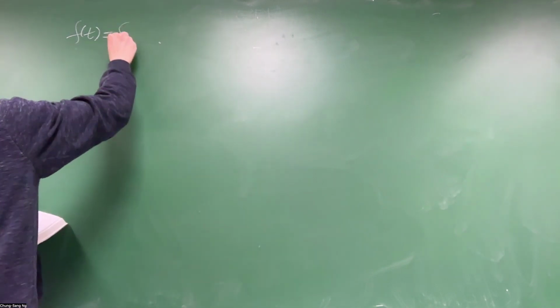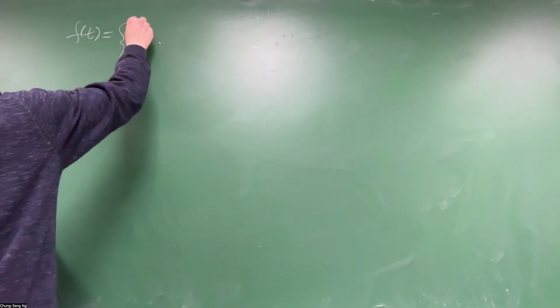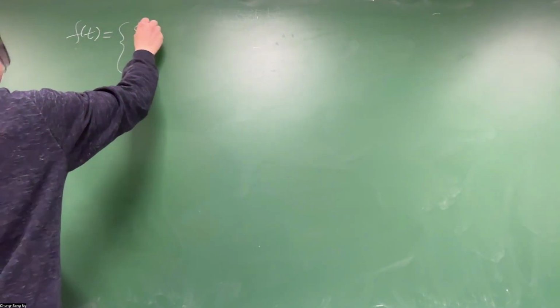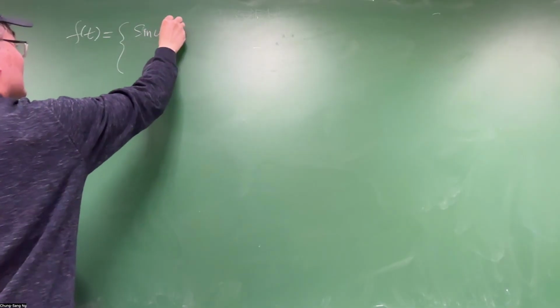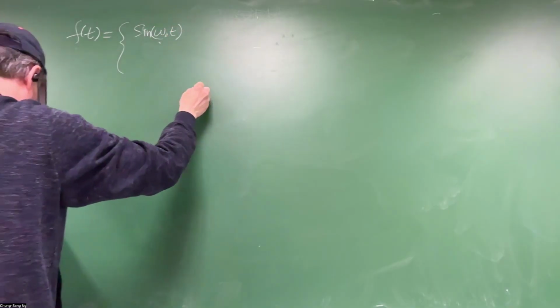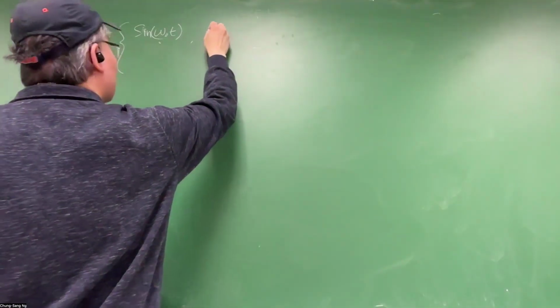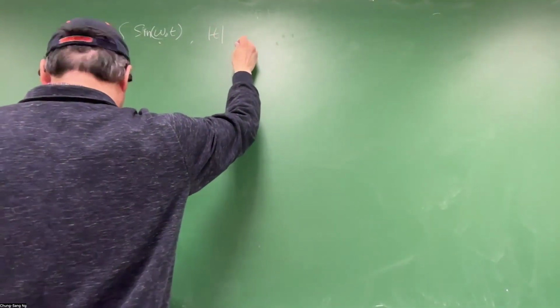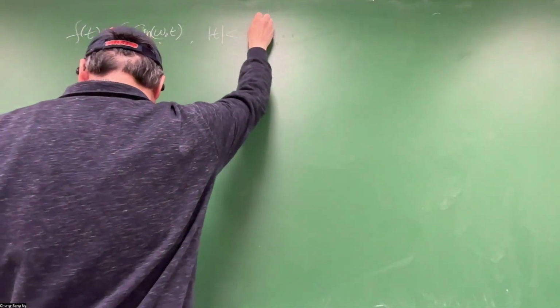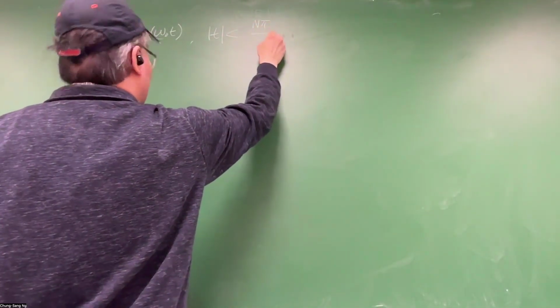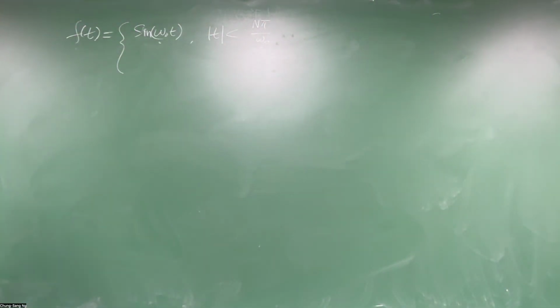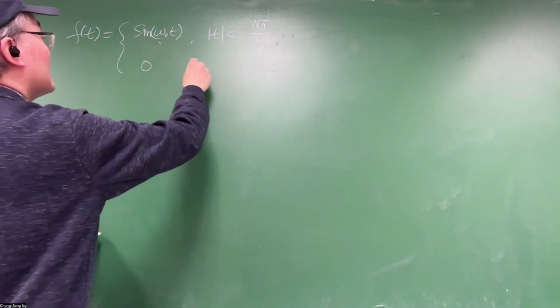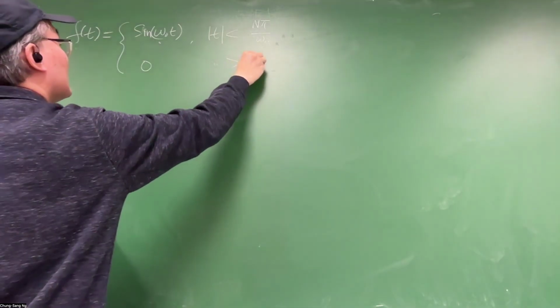This F is sinusoidal, except it's truncated. It's sine omega sub 0 t, where t is within this range, suppose that N, capital N, is a large integer, and zero otherwise.